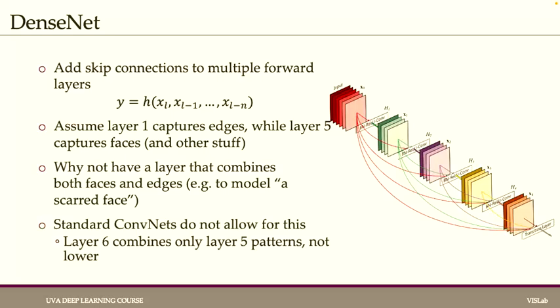But standard convolutional neural networks wouldn't allow for this. They might be able to implicitly keep low level features through the residual connection, but you're not explicitly modeling for this. So if you instead explicitly model for this and allow for these connections that go all the way from the beginning to deeper layers, you can model these more complex patterns.